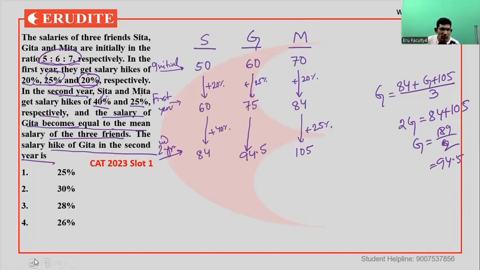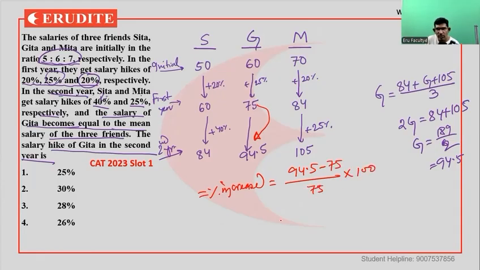Now, what is the salary hike of Gita? That's what they're asking. From 75, it has increased to 94.5. So what's the percentage increase or percentage hike? That would be simply (94.5 minus 75) upon 75 into 100. That is roughly 19.5 upon 75 into 100, which would be roughly 26%. So option 4 is my definite answer.